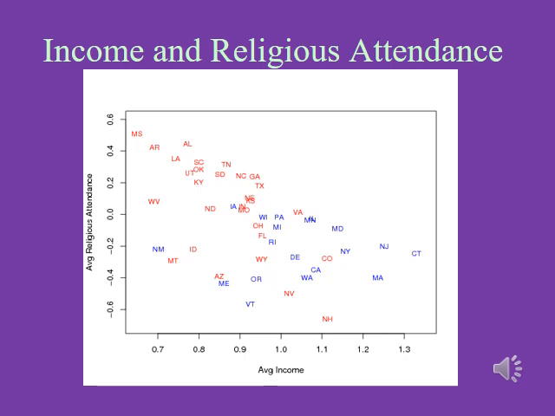Now, they've also coded this with red states and blue states, which is an interesting thing to show with it as well. But the key idea is typically the wealthier states have lower church attendance than the poorer states.